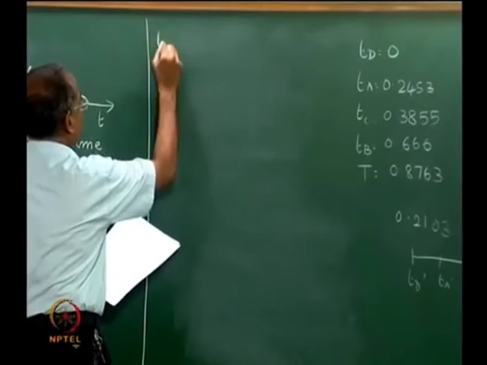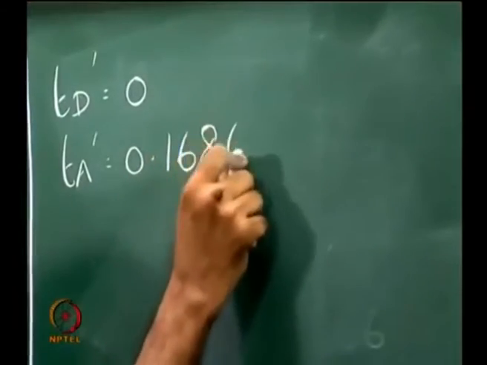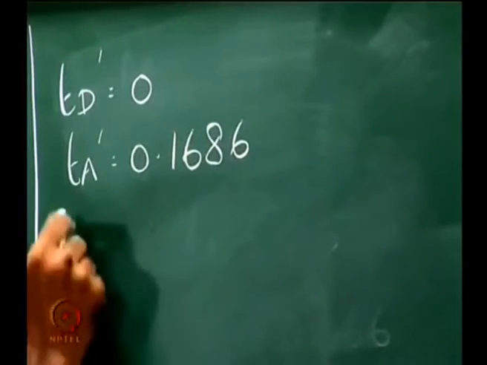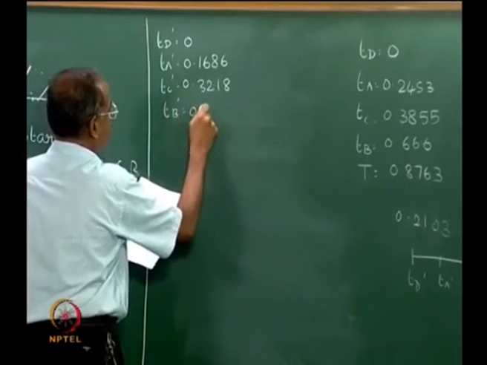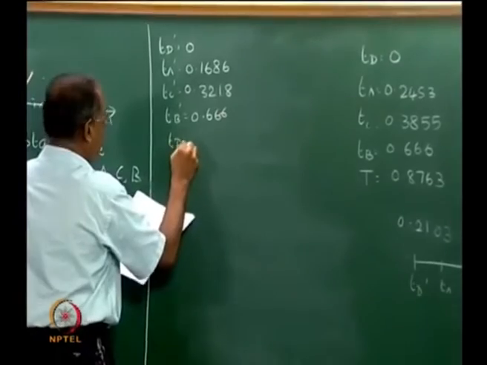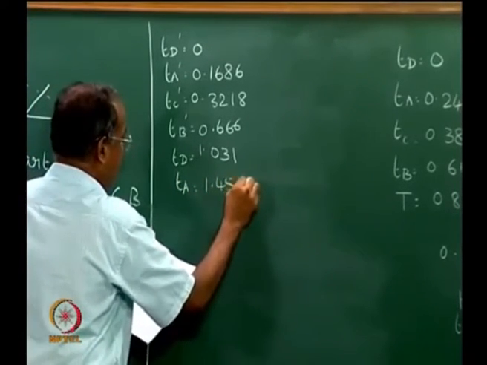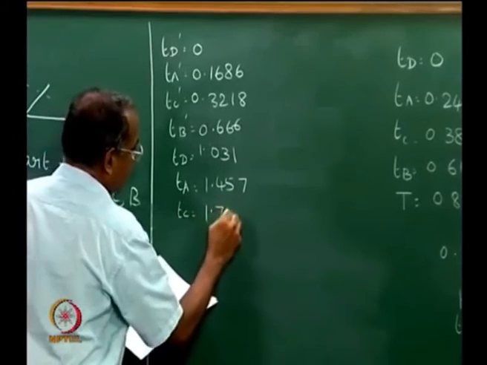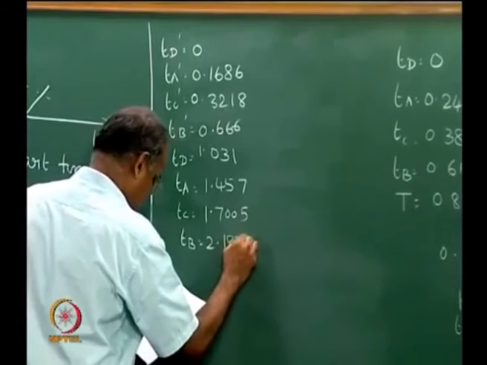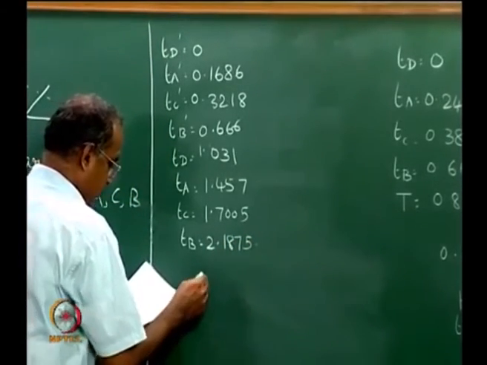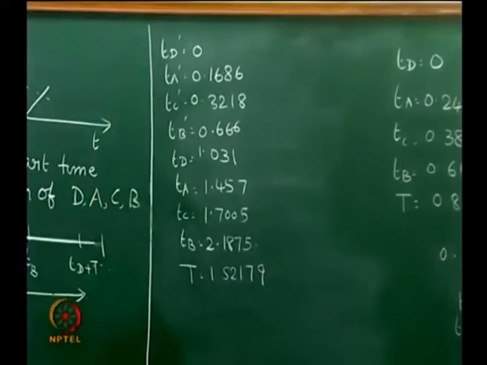Td dash is 0, TA dash is 0.1686, TC dash 0.3218, TB dash 0.666, TD 1.031, TA 1.457, TC 1.7005 and TB 2.1875 and T, capital T, 1.52179. That is the capital T cycle which goes.